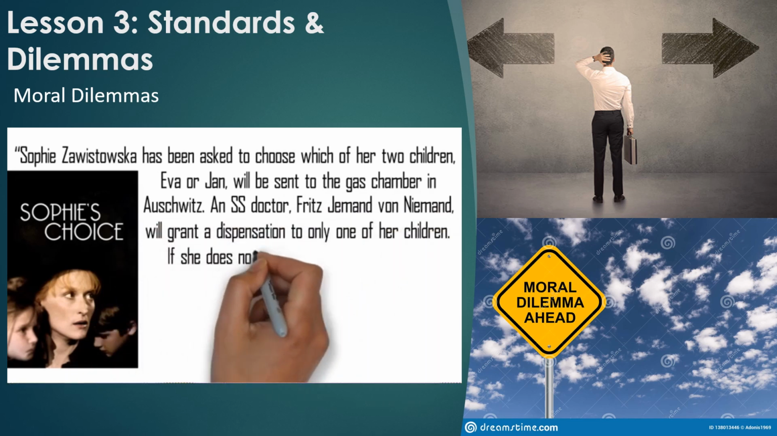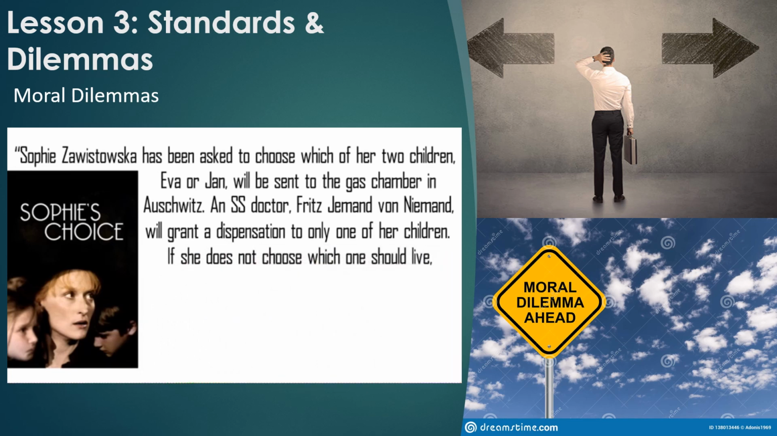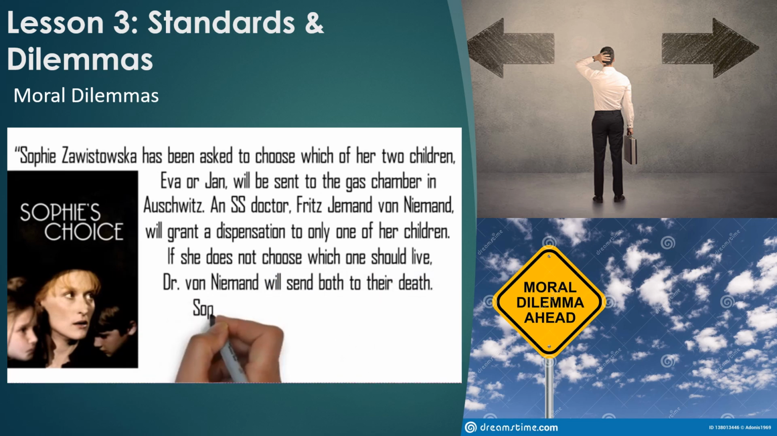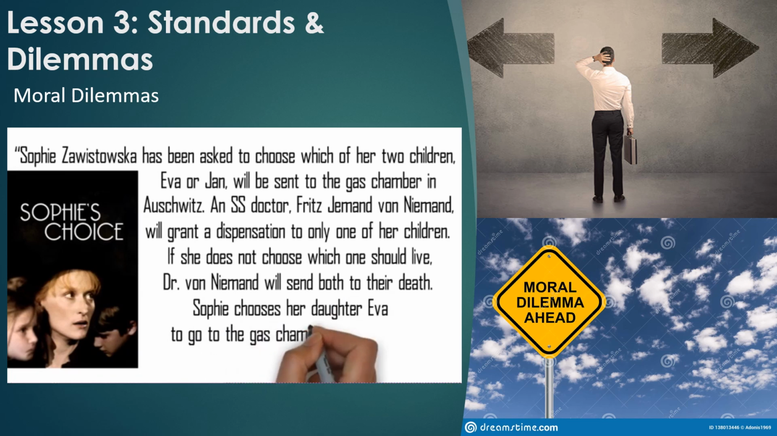children. If she does not choose which one should live, Dr. von Niemand will send both to their death. Sophie chooses her daughter Eva to go to the gas chamber. Her son Jan is sent to the children's camp.